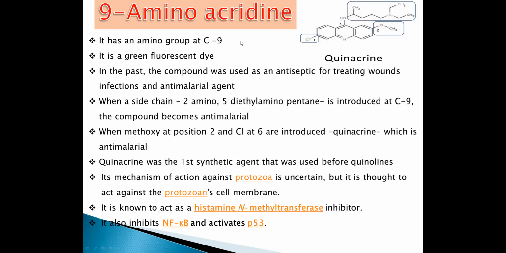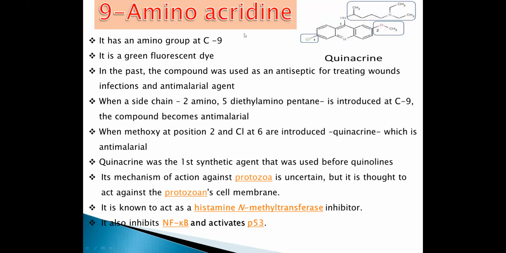It is similar to anthracene, three-membered, but the middle ring contains nitrogen. The middle ring contains nitrogen. So this is the basic structure of acridine. Numbering, if you see over here: 1, 2, 3, 4, 5, 6, 7, 8, 9, 10. So this is the numbering.